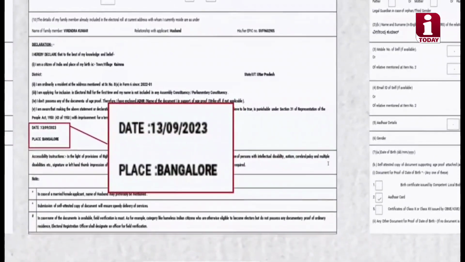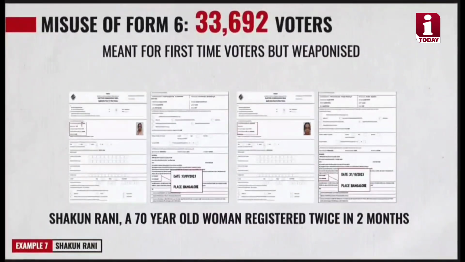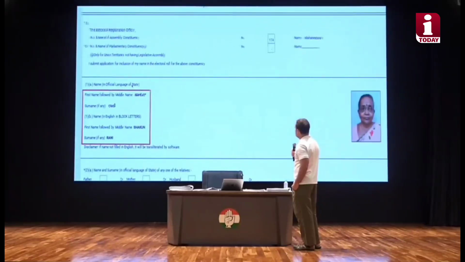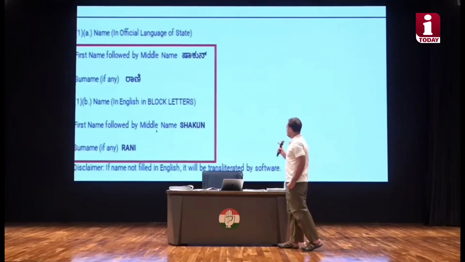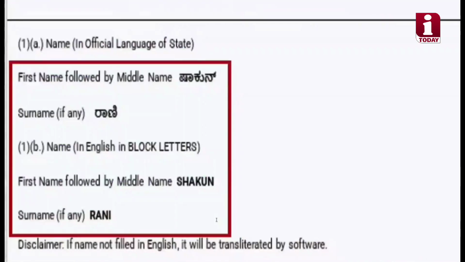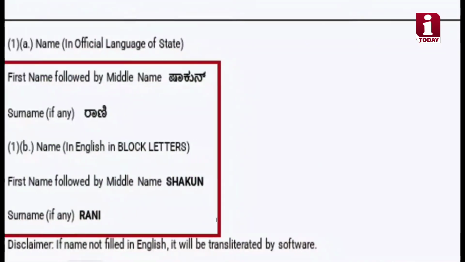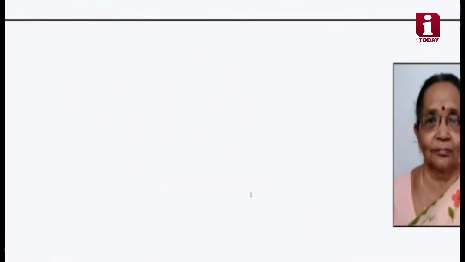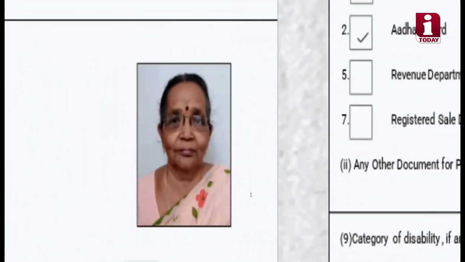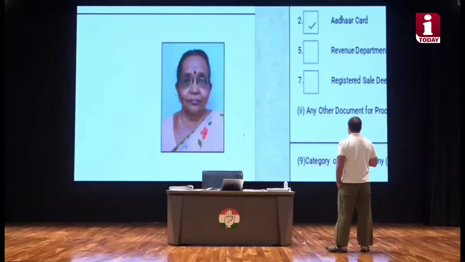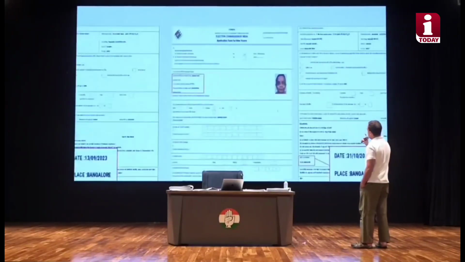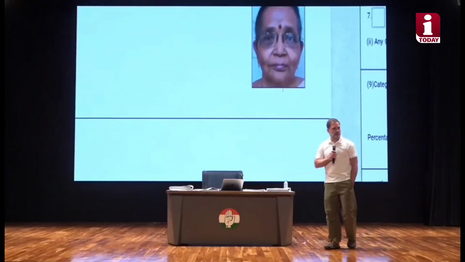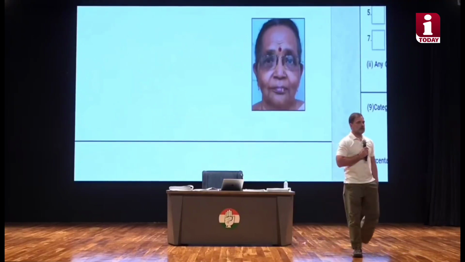Zoom into her name the first time. Here, first name Shakun, surname Rani. Right? Now look at her picture. That's a picture. Now go to the other picture. So this is essentially a zoomed in picture that they've taken. And this is now suddenly a new voter.